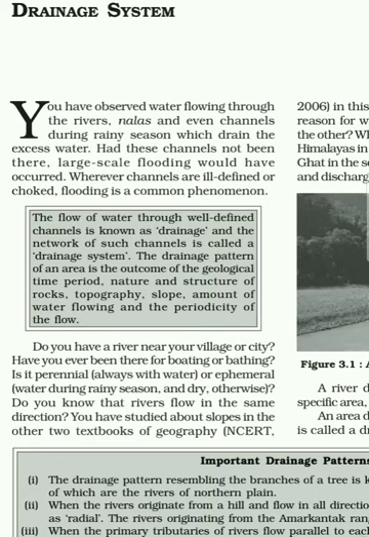The flow of water through a well defined channel is known as drainage, and the network of such channels is called a drainage system. The drainage pattern of an area is the outcome of geological time, nature, and other structures like rock, topography, slope, amount of water flowing, and the periodicity of the flow.